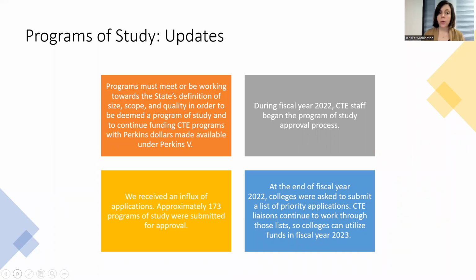First, programs must meet or be working towards the state's definition of size, scope, and quality in order to be deemed a program of study and to continue funding CTE programs with Perkins dollars made available under Perkins 5. During fiscal year 2022, CTE staff began the program of study approval process, and we received an influx of applications. Approximately 173 programs of study were submitted for approval. At the end of fiscal year 2022, colleges were asked to submit a list of priority applications. CTE liaisons continue to work through those lists so colleges can utilize funds in fiscal year 23.